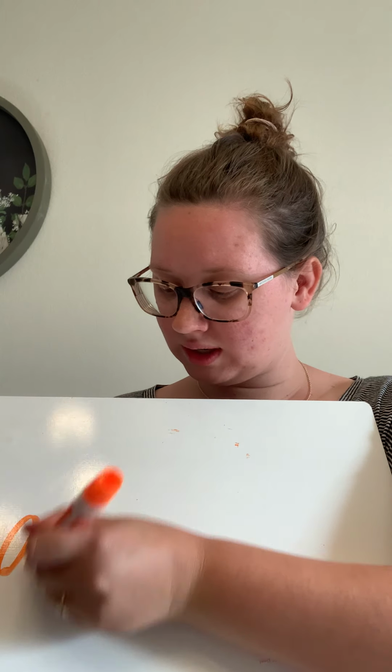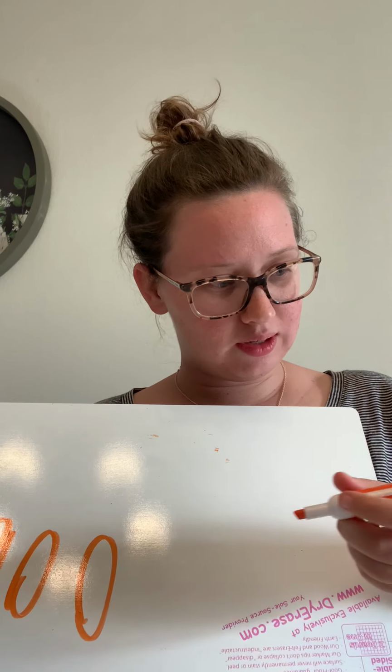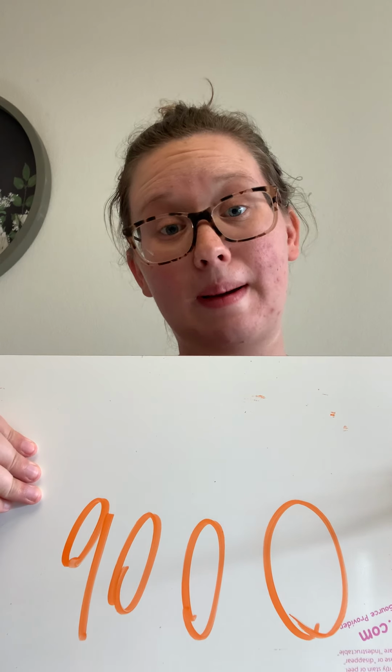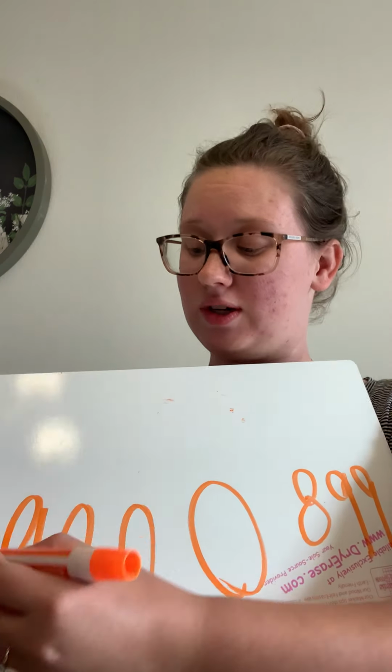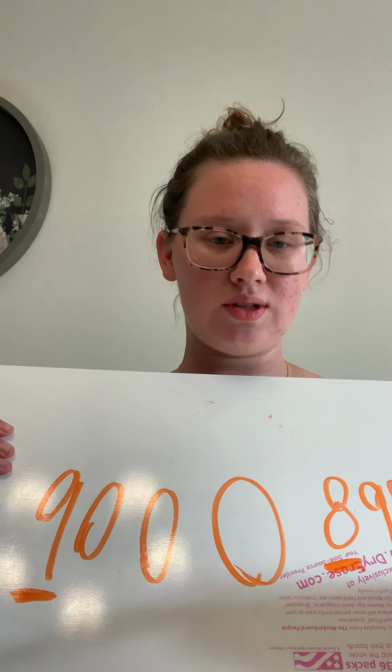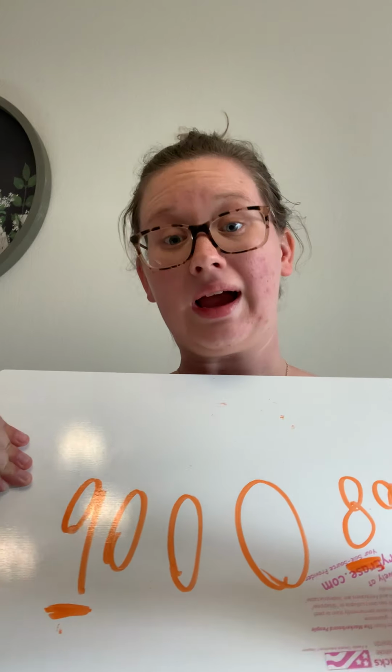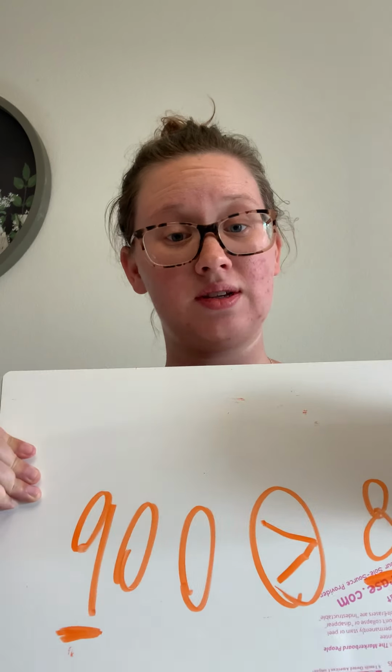So 3A, 900 is greater than, less than, or equal to 899. Remember, Miss Clower said to look at your largest place value, which is our hundreds place. So I'm going to underline my hundreds. Which one's bigger, 8 or 9? 900 is greater than 899. So here's my greater than symbol.